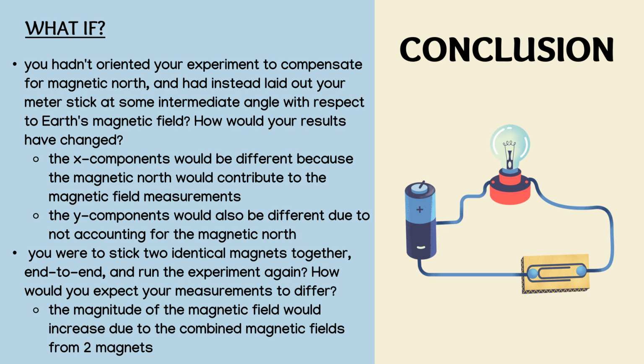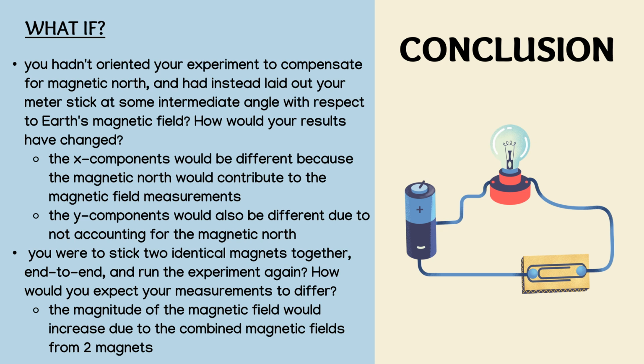Now, to wrap up this lab, what if we hadn't oriented the experiment to compensate for magnetic north and had instead laid out the meter stick at some intermediate angle with respect to Earth's magnetic field, and how would my results have changed? The x components would be different because the magnetic north would contribute to the magnetic field measurements, and the y components would also be different due to not accounting for the magnetic north.